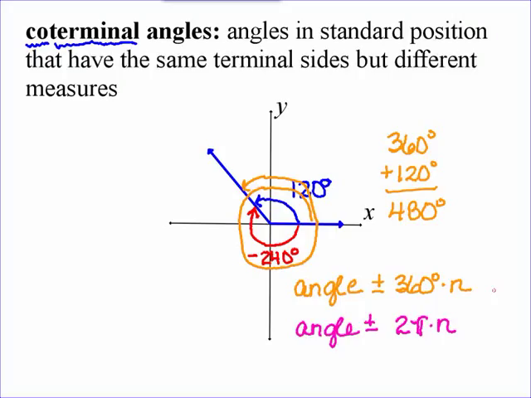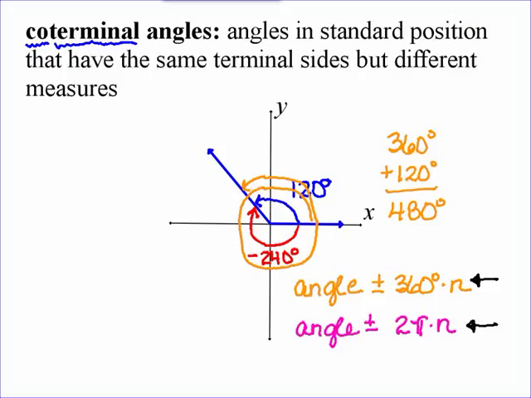Now just a little tidbit on your homework. If your angle is in degrees, I expect you to answer in degree form. If your problem is in radians, I expect you to answer in radians. And so we're going to look at an example of each of these.